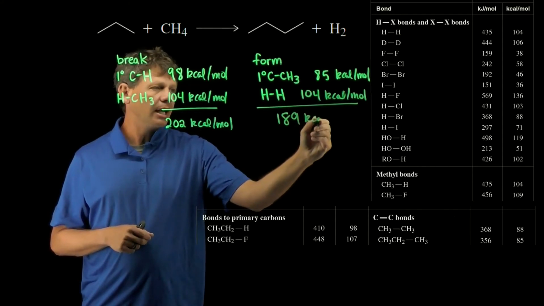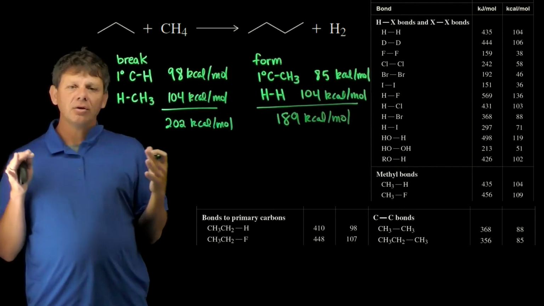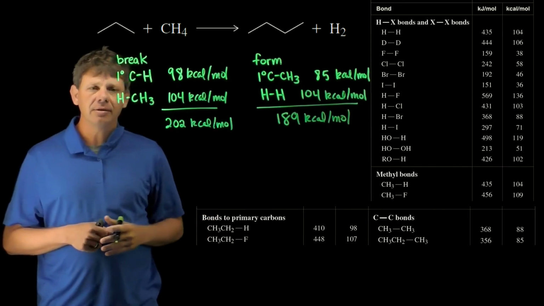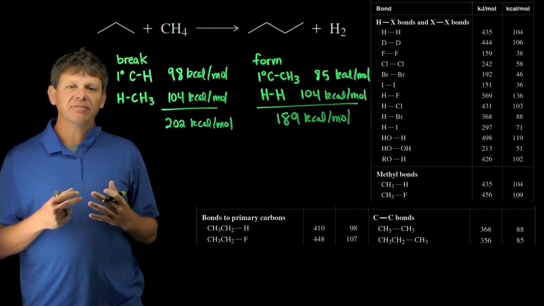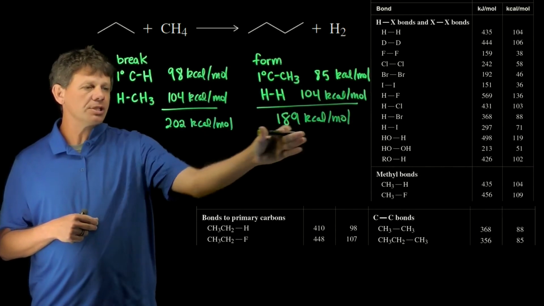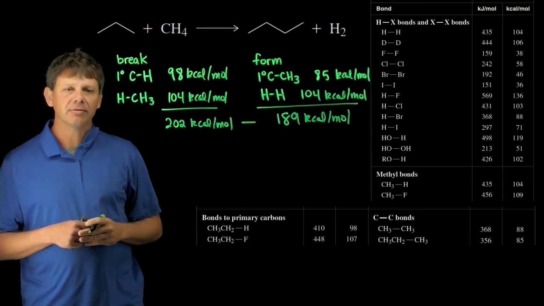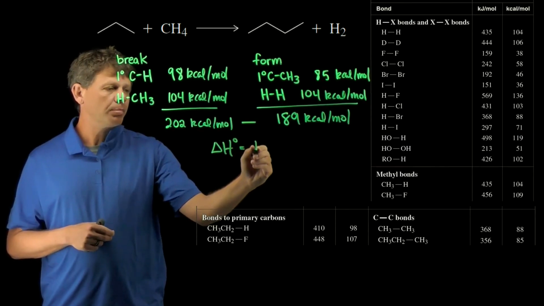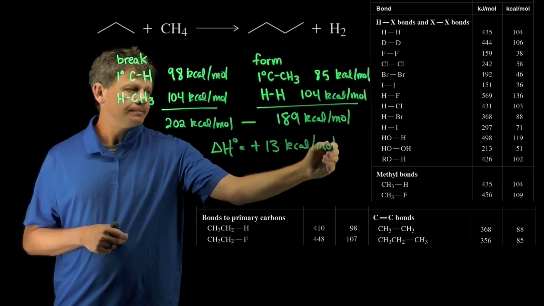189 kilocalories per mole. So we're going to be putting in 202 to break the bonds, 189 is going to be released, and so we can calculate delta H by subtracting the released energy from the energy that was put in. 202 minus 189 is going to give us a delta H of plus 13 kilocalories per mole.